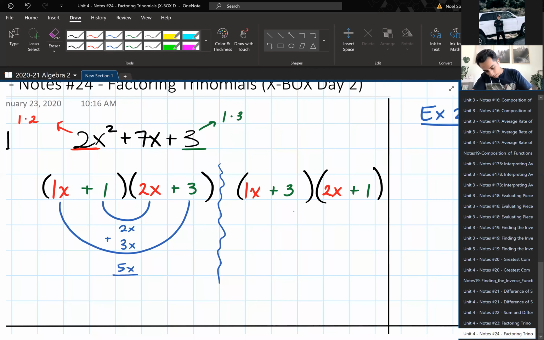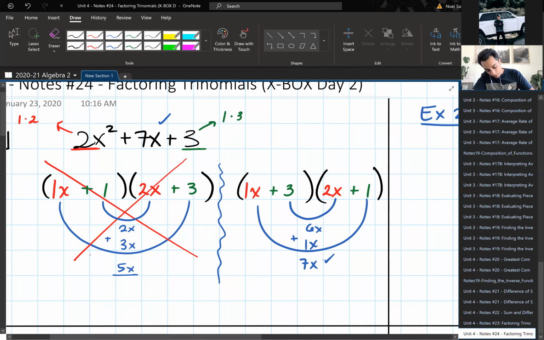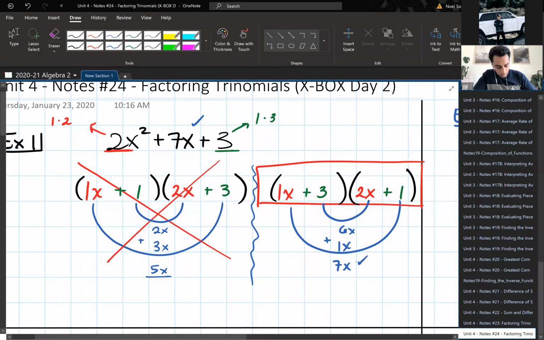So now if we test 3 times 2x, that's 6x. 1 times 1x, that's 1x. So when you add the middle terms together, we arrive at 7x, which is the middle term that we were looking for, 7x. Which tells us that this is not the correct factorization, because the correct factorization is actually over here. So we would need 1x plus 3 times 2x plus 1. That would be the correct factorization for number 1.